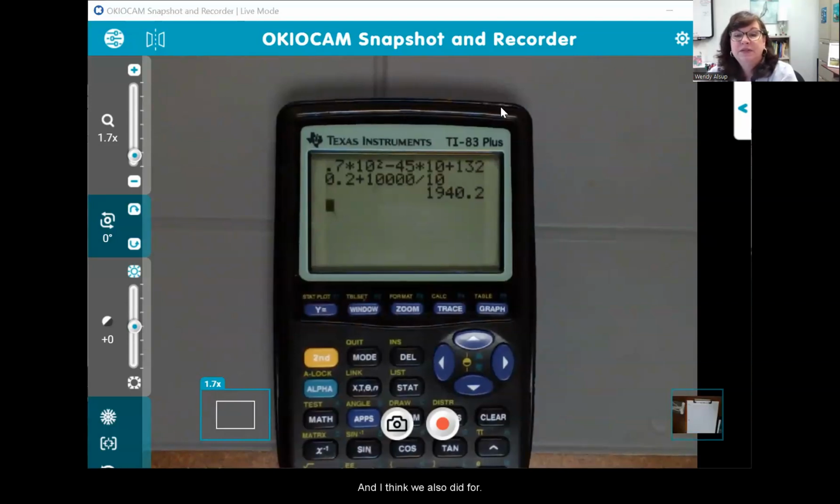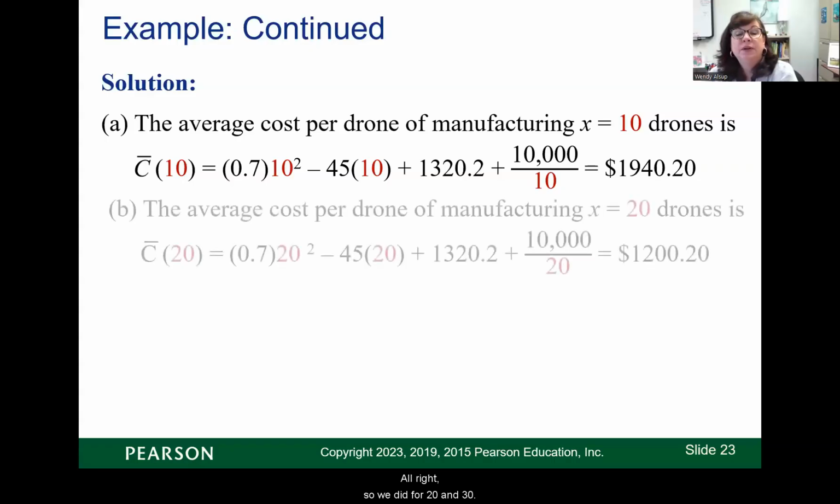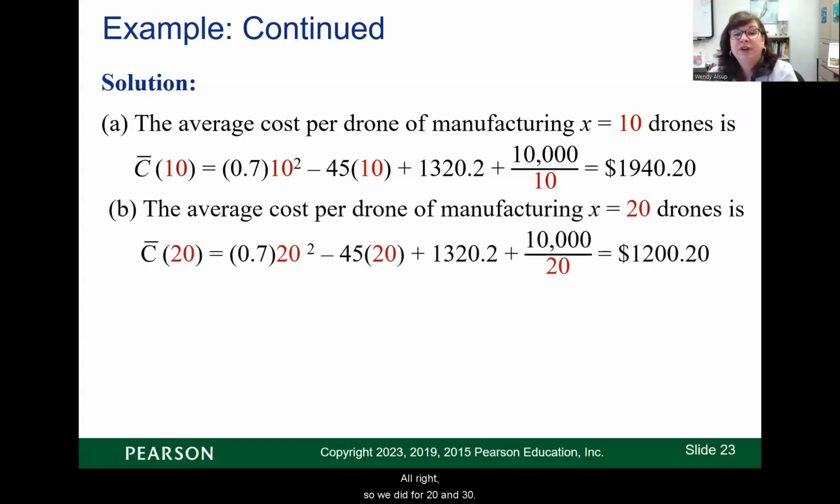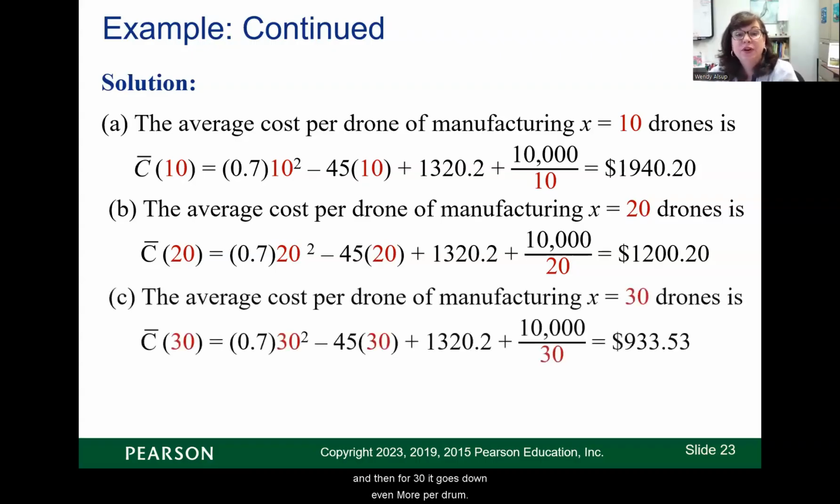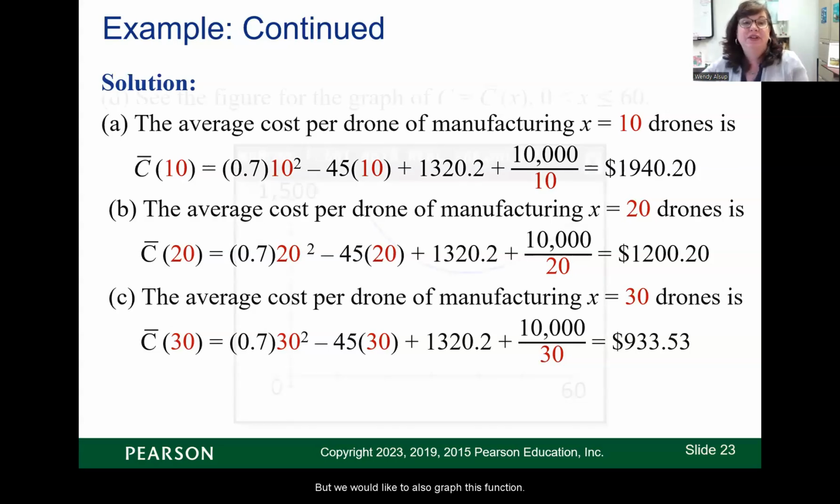Now you can do the same thing again for 20 drones. And I think we also did it for, how many drones did we do? All right, so we did it for 20 and 30. And so we found for 20, the cost goes down. And then for 30, it goes down even more per drone. All right, and that makes sense. The more drones you make, the more you can use your resources that you've already set up. But we would like to also graph this function.